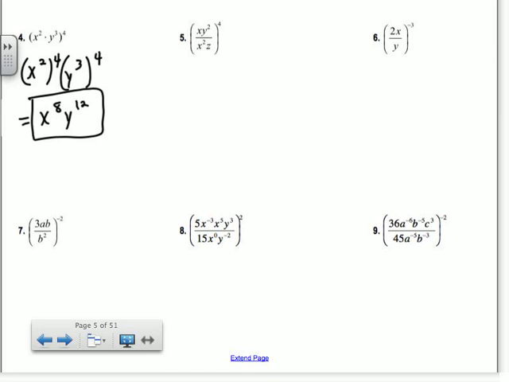Okay, now on this one you can do a couple different ways. You can bring the 4 into each piece and then simplify, or you can simplify the inside part and then raise it to the 4th. So I'd probably simplify the inside part.